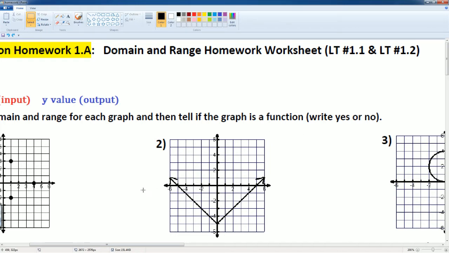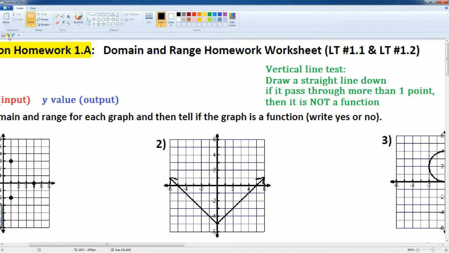The best part about this homework is that we give you what it looks like visually, and the visual test that you can use is called the vertical line test. The vertical line test is when you draw a straight line down the middle, and if it passes through more than one point, then it is not a function. When it is one point, then it is a function.